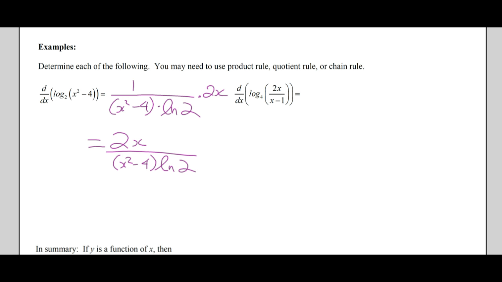Next one, log base 4 of. Okay, so what do we start with? 1 over the expression times the ln of the base. Okay, remember, whatever's in the brackets, right? 1 over whatever's in the brackets times the ln of the base times the derivative of the expression that's in the brackets, the inside function, right? Which is 2x over x minus 1. Which pulls out what? The quotient rule. So it's x minus 1 times 2 minus 2x times 1 over.